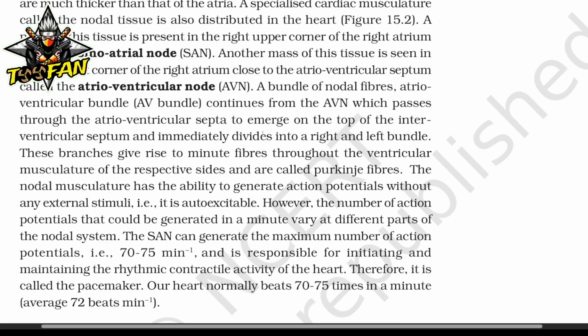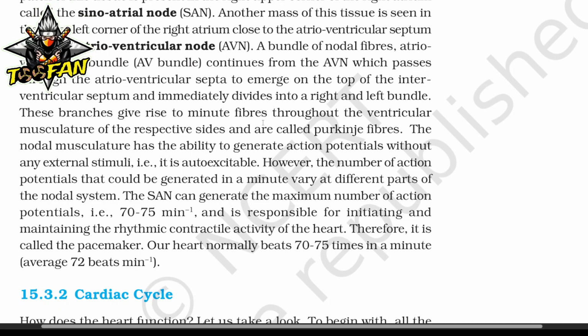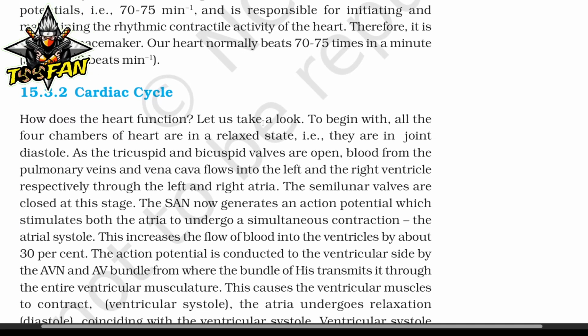The SAN can generate the maximum number of action potentials, that is 70 to 75 per minute, and is responsible for initiating and maintaining the rhythmic contractile activity of the heart. Therefore, it is called the pacemaker. Our heart normally beats 70 to 75 times in a minute, average 72 beats.